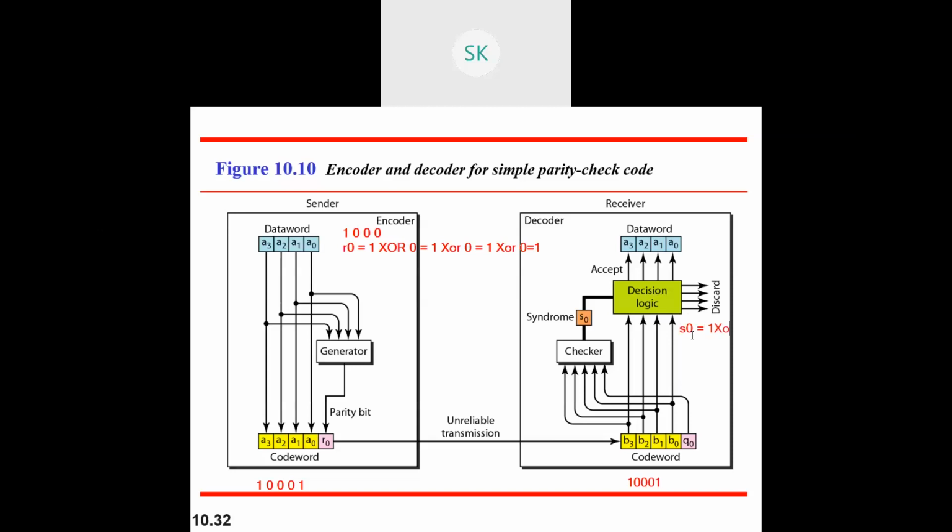XOR with the next bit. Whatever the resultant value is, you push it to the next one. So you take the next bit. Next bit is XOR with respect to which one?